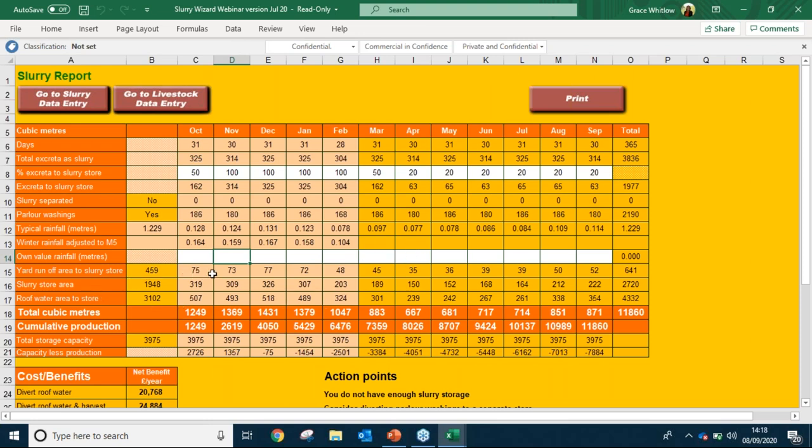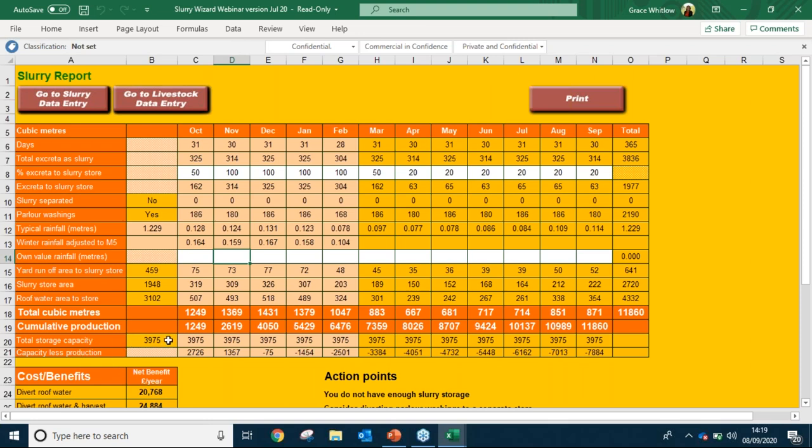We've got some runoff from the yard runoff area into the slurry store. So that's the dirty yard. We've got the rainfall that lands on top of the slurry stores, and we've got the roof water from the cubicle shed, all contributing to the slurry store.